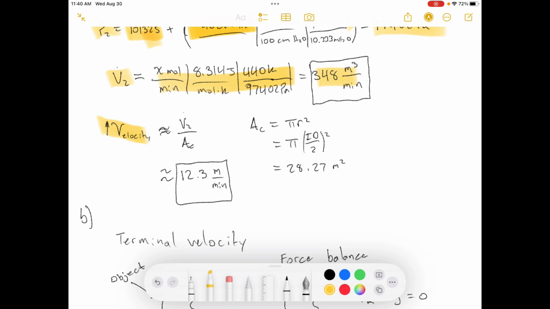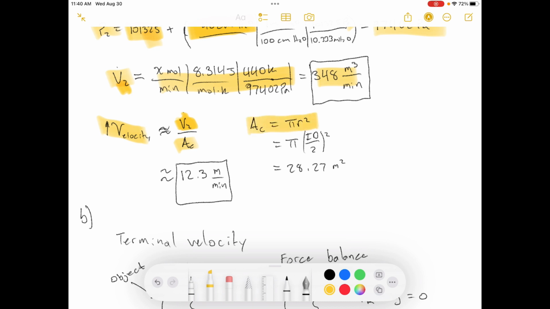So they specifically said at the bottom of the dryer, not at the top of the dryer. So once you get to the top of the dryer, the flow rate's going to be different than when you're at the bottom of the dryer. Okay? So at the bottom of the dryer, what is the velocity? It is the volumetric flow rate that we just solved for divided by the cross-sectional area of the pipe.